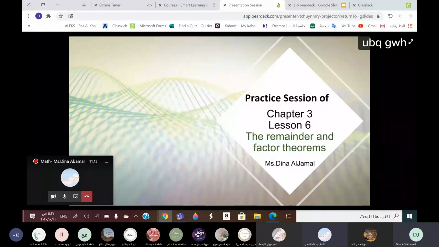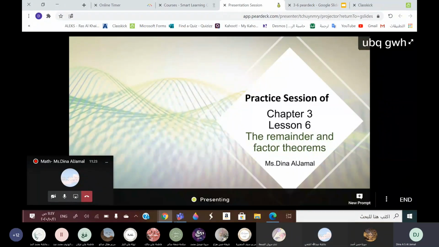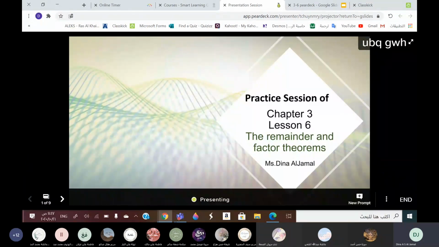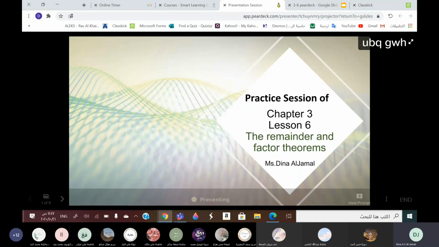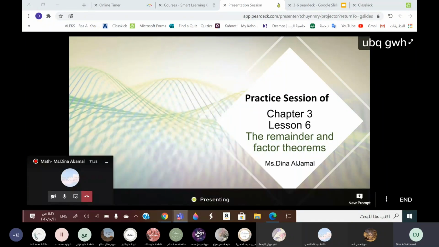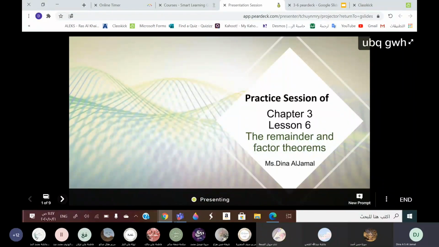Lesson 6, Chapter 3. And what is the title of this lesson? The remainder and factor theorem. Excellent. So, in general, what do you have? We had two of them. So, these two theorems in general will be telling you about the polynomial.